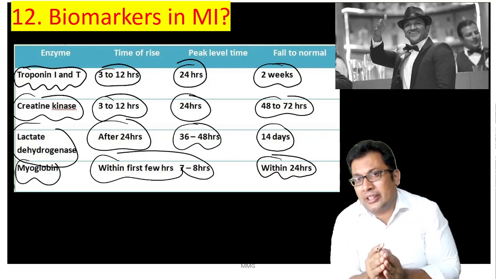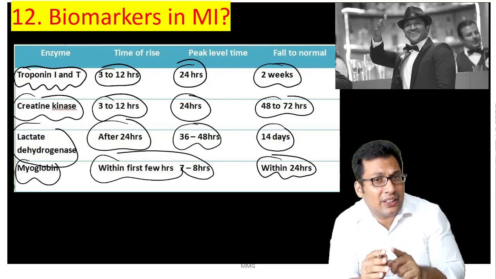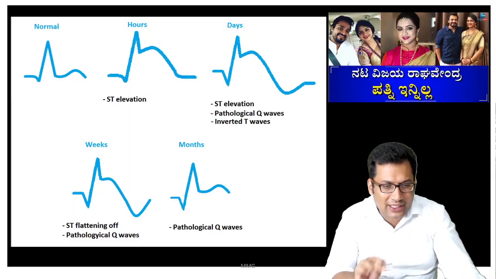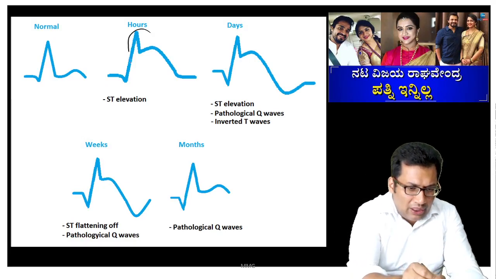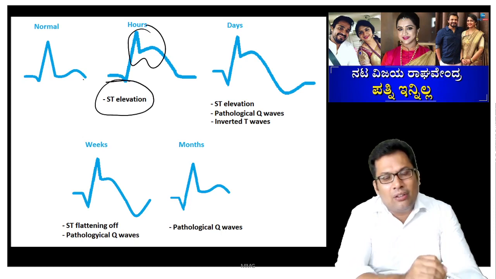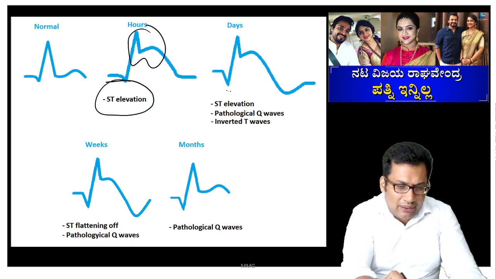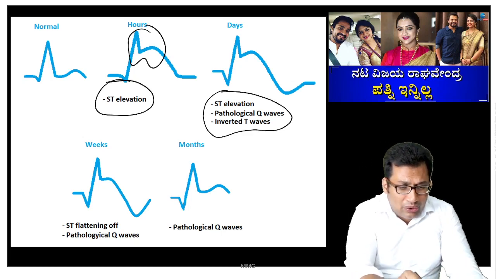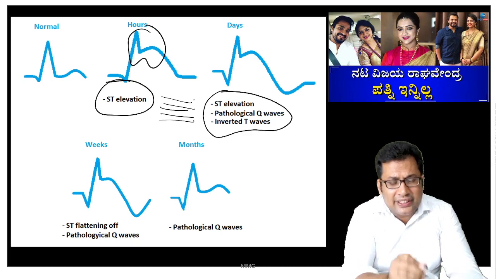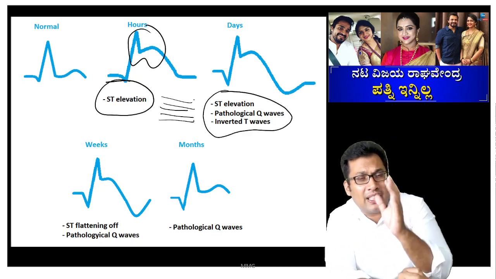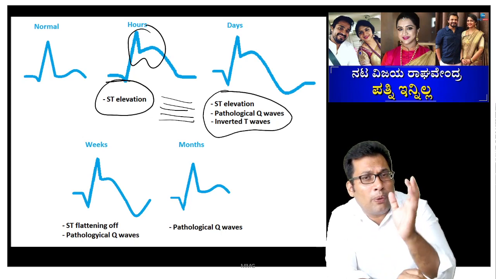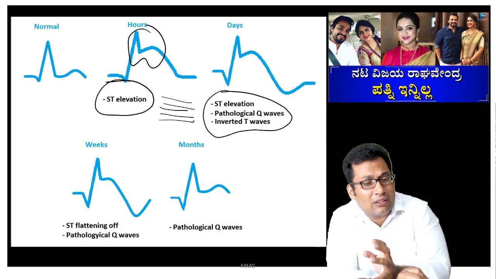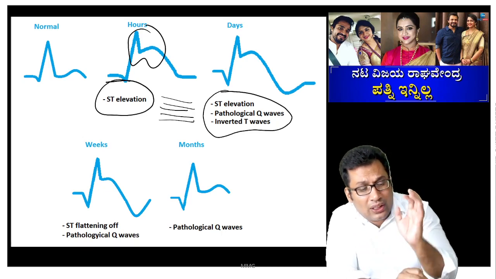And one more question asked in the exam: what are the ECG changes in MI? If you are a student, you should remember ST segment elevation. That is a very important finding. Then pathological Q wave and inverted T wave. So these are all important ECG changes. Remember ST elevation, the tombstone appearance, along with pathological Q wave and inverted T wave.